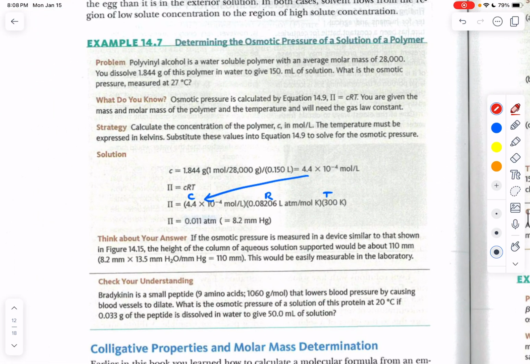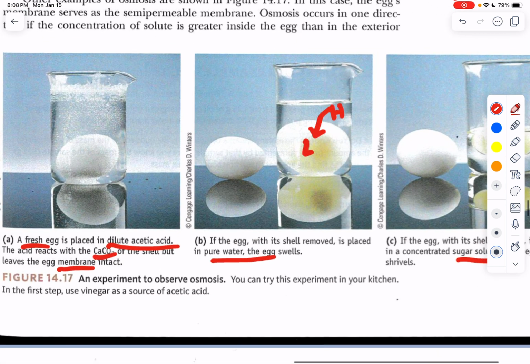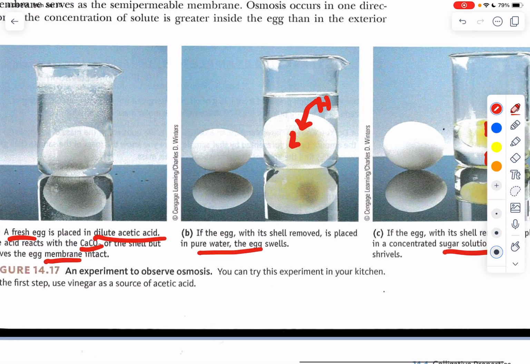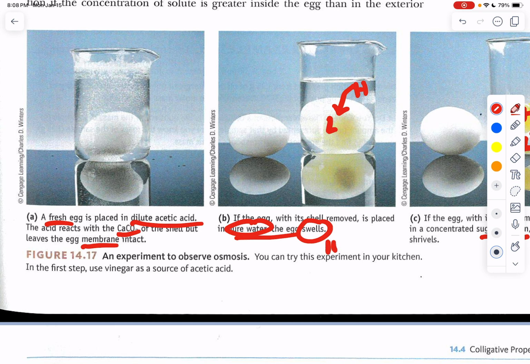Cells do the same thing. Let's go back to that picture real quickly. If you think about the egg as being a cell, it's possible that if your cell is in pure water, it's going to swell up and it could burst, okay? And that burst, if it's a blood cell, is called hemolysis.